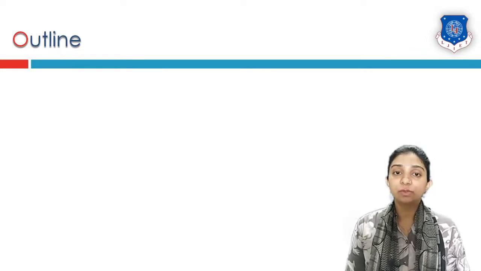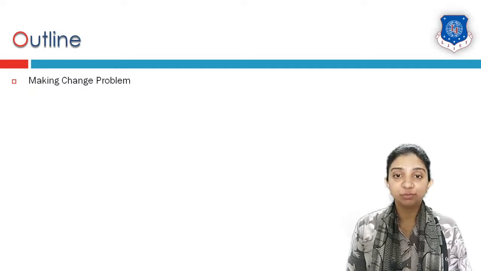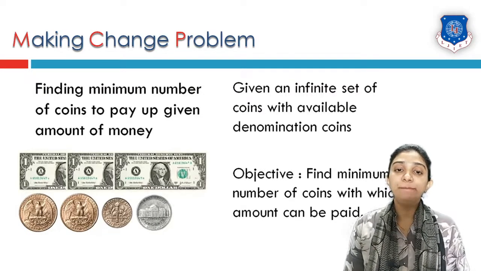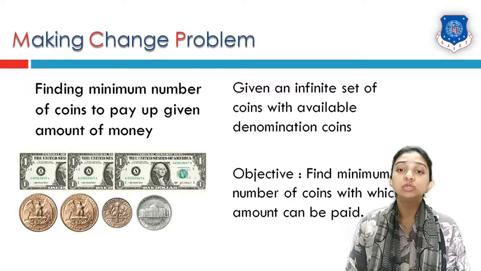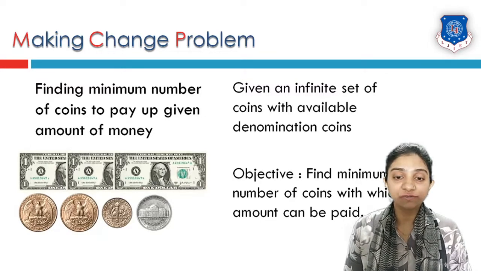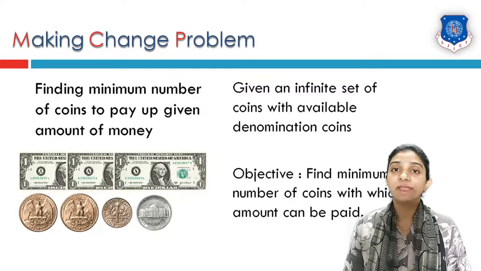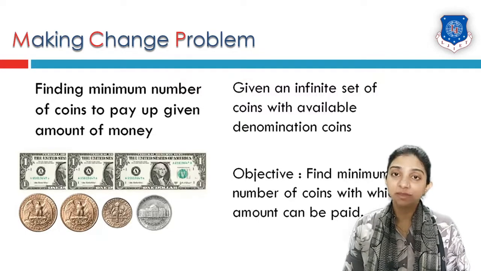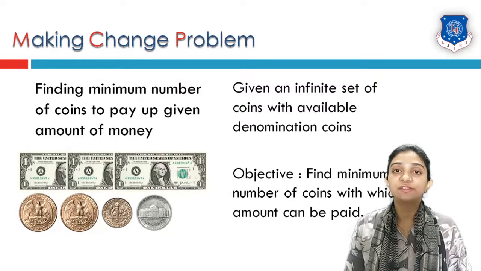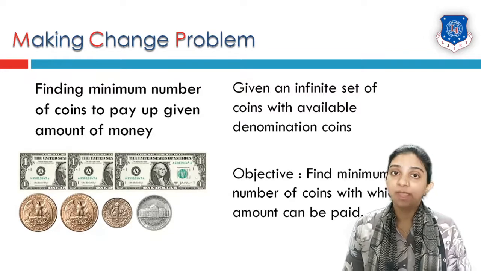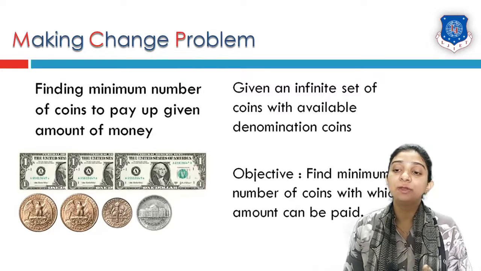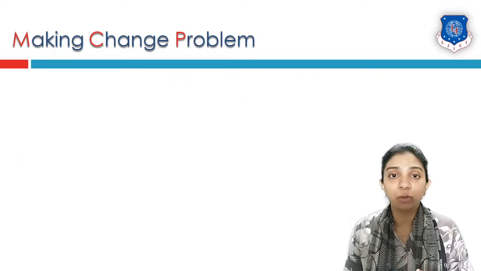Hi, today we are going to study the making change problem. The making change problem is to find the minimum number of coins to pay a given amount of money. Here an infinite set of denomination coins is given, each coin having its own value. Our objective is to find the minimum number of coins required to pay a particular amount.